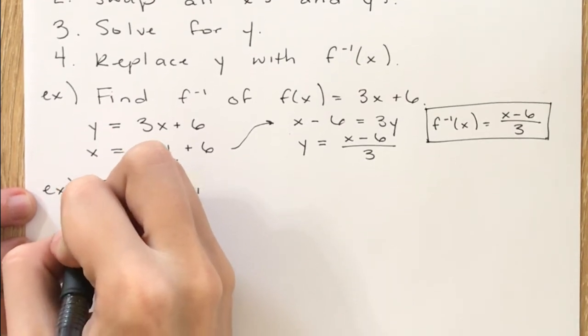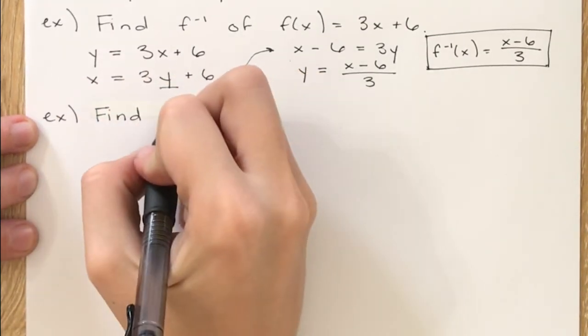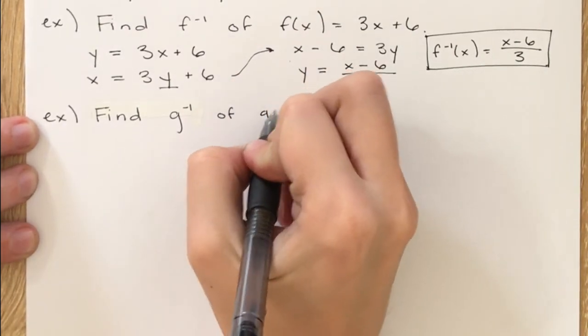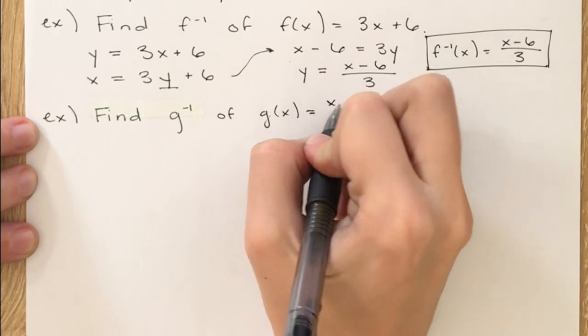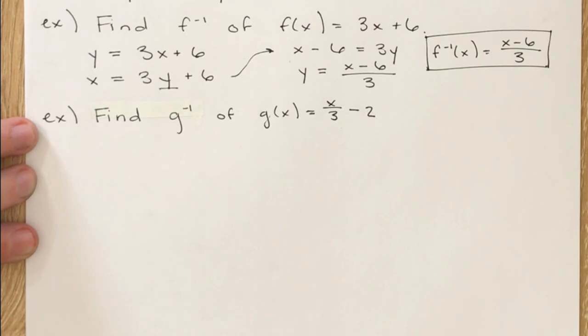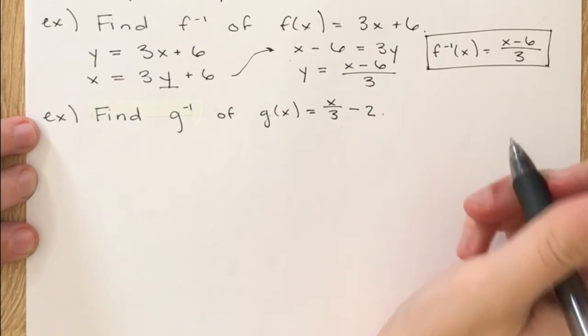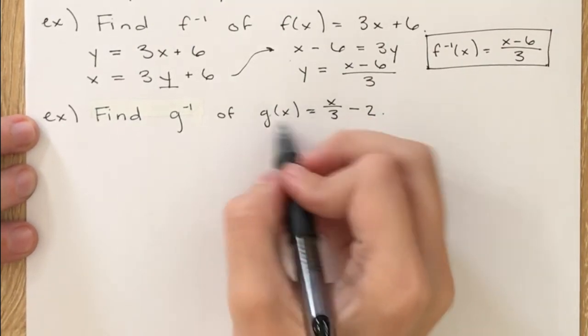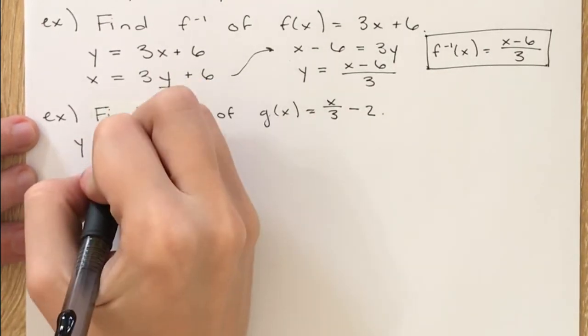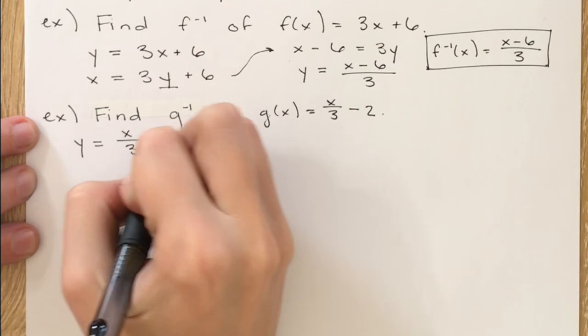Next question, let's find g inverse of g of x equals x over 3 minus 2. Is this guy one-to-one? This guy is also one-to-one because it, again, is a line. It's got a slope of 1/3 and a y-intercept of -2. So we want to replace function notation with y. So we have y equals x over 3 minus 2.